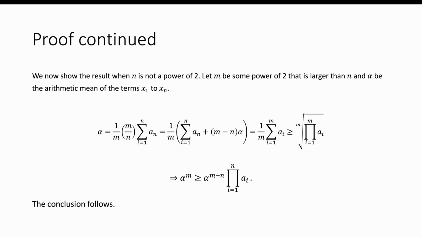Based on the simplification that we have made, we can apply the AM-GM inequality, and simplifying, we get the AM-GM inequality for all n that is not a power of 2.